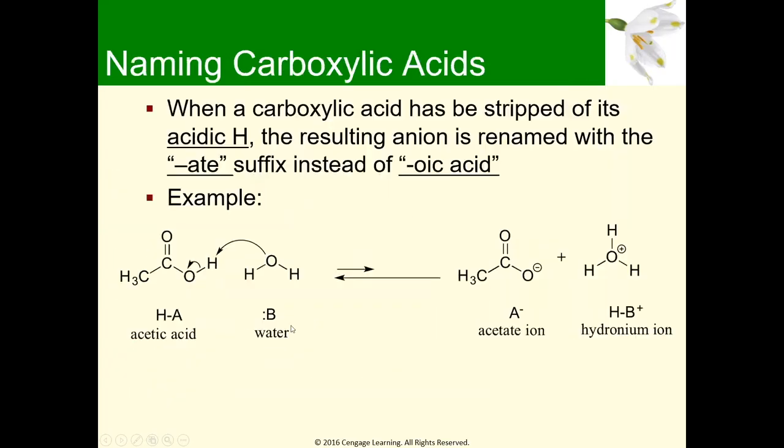Okay, so one more thing about naming carboxylic acids before we move on, and that is we're going to learn in just a slide or two that the hydrogen that's part of the functional group is acidic. And so if you remove it, then the ion that you've created, that negative ion, that anion, is called an -ate. The suffix changes. It's no longer an -oic acid, it's an -ate. So when the carboxylic acid has been stripped of its acidic hydrogen, the resulting anion is renamed with the -ate suffix instead of -oic acid. And so you see the example here. Before, we would call this acetic acid. That's the common name, not the IUPAC name. But if we take off that hydrogen, then it becomes acetate, right?